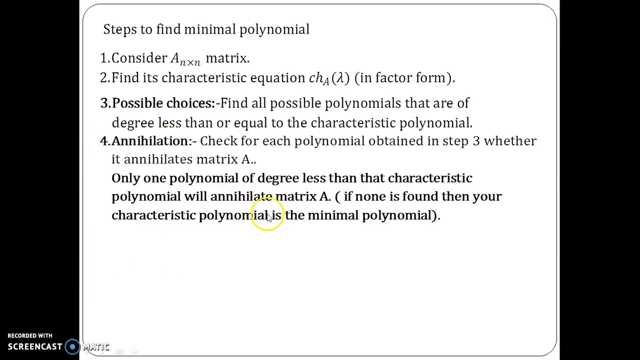So this is one very important step. It would be clear when we see a problem. After that, your answer is there with you: obtain the minimal polynomial m_A of lambda. That's it. So these are the 5 steps. Remember these 5 steps, because related to these 5 steps another concept is going to get developed soon, and we will be using it soon.